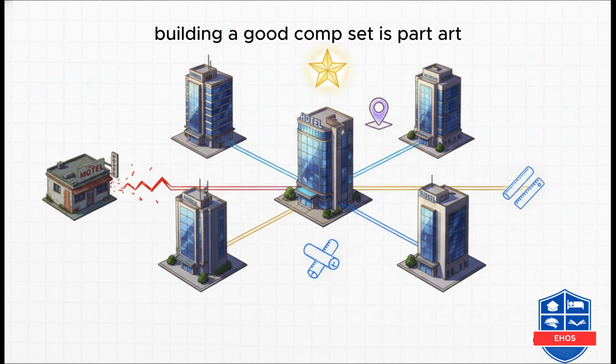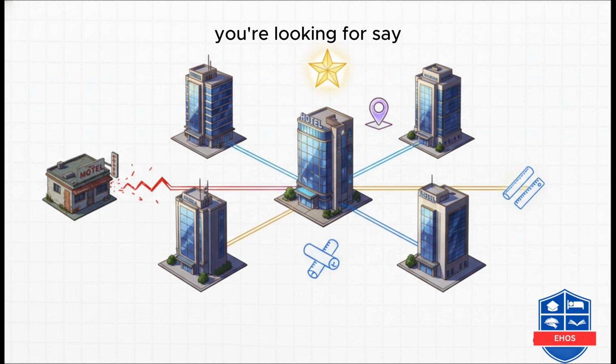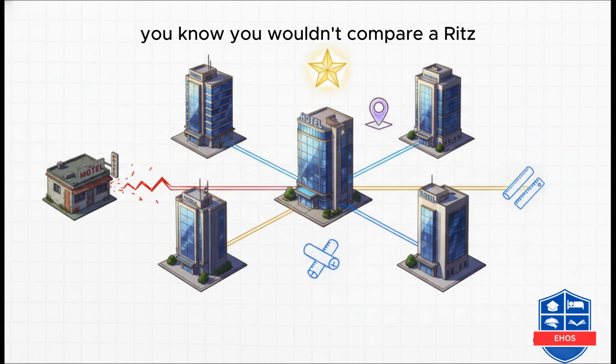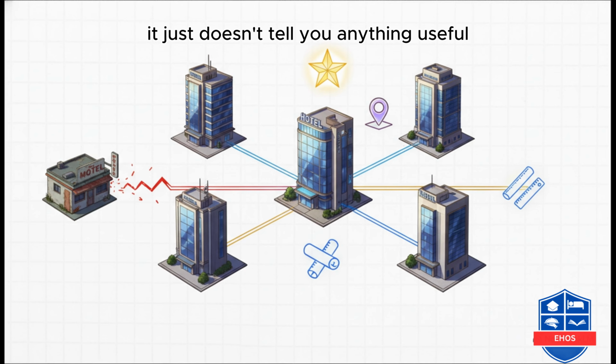Now, building a good comp set is part art, part science. You can't just pick anyone. As you can see, there are some pretty specific rules. You're looking for, say, 5 to 8 hotels that are true apples-to-apples competitors. That means they're about the same size, in a similar location, and offer a similar level of service. You wouldn't compare a Ritz-Carlton to a budget motel down the highway. It just doesn't tell you anything useful.